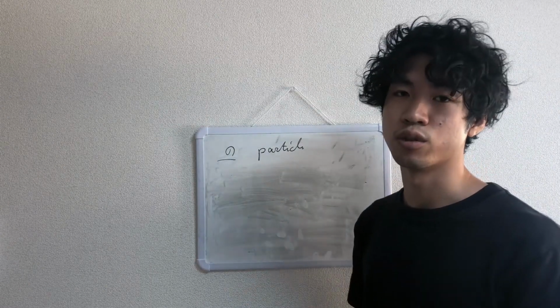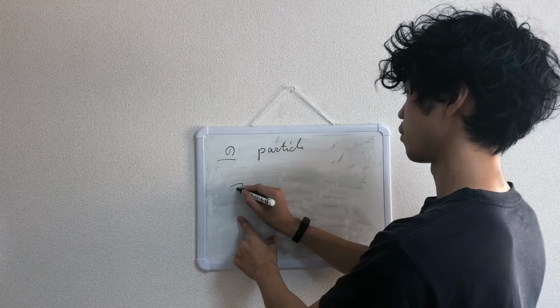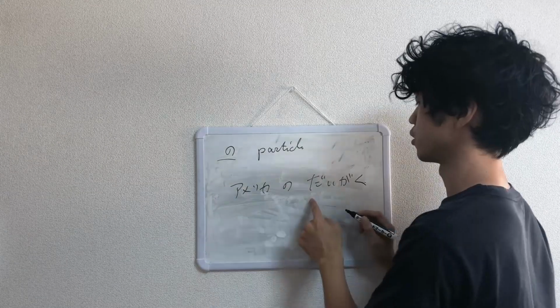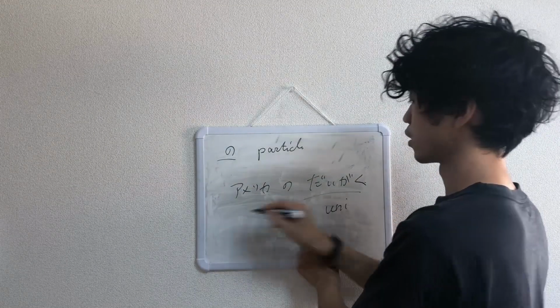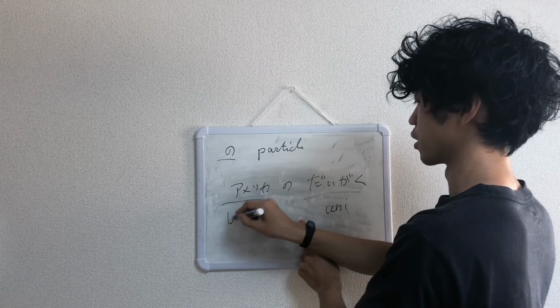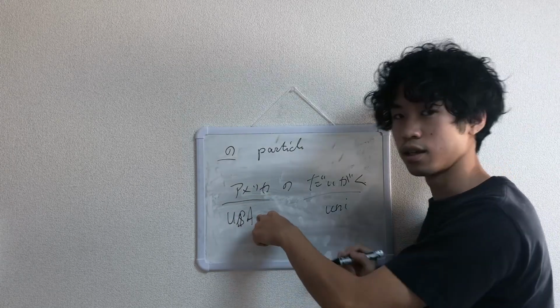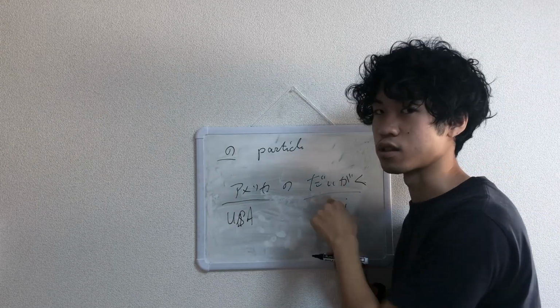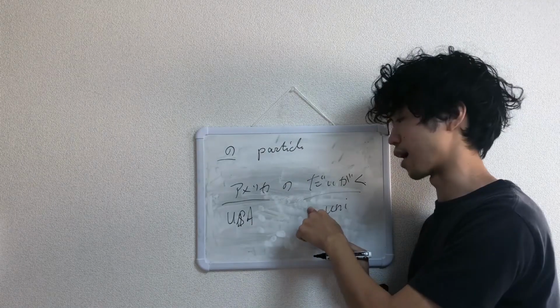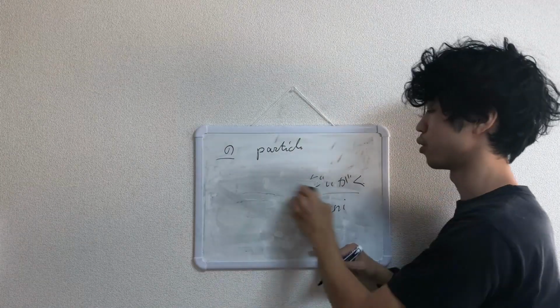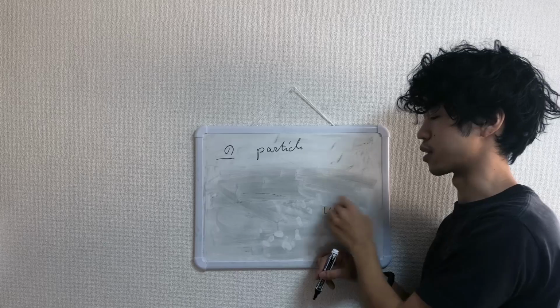How would you say university in America? アメリカの大学. You see, this is university. America is United States, USA, a noun. University is a noun too. It modifies that. You can use no, multiple no in a sentence, not just one.